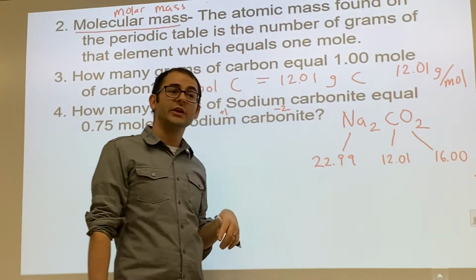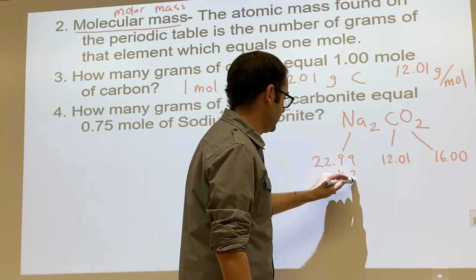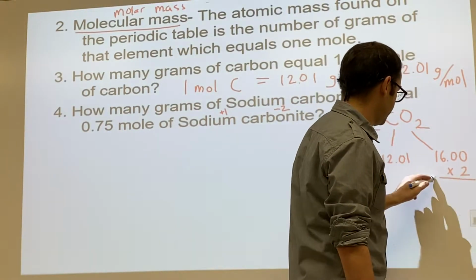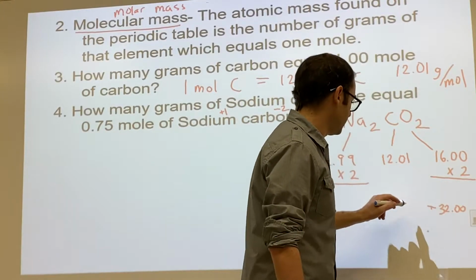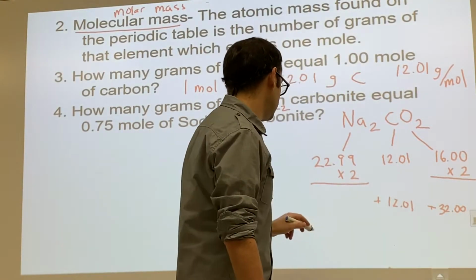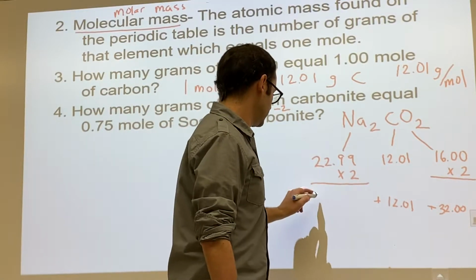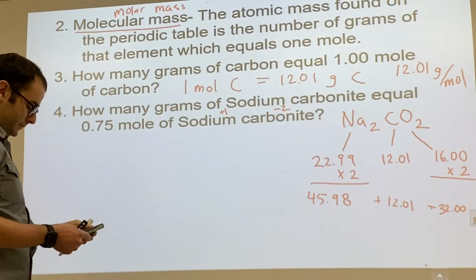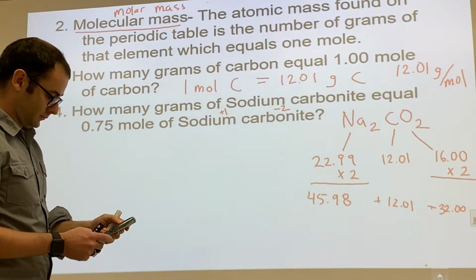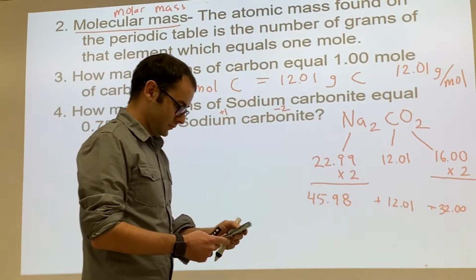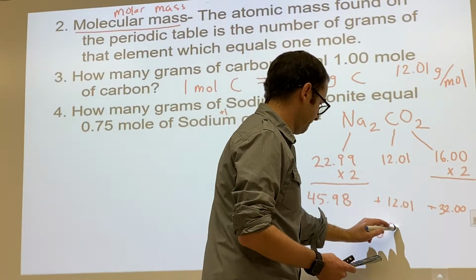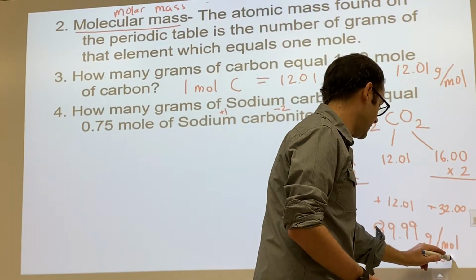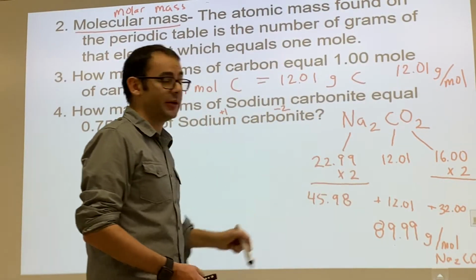All right, what do you think we do with the sodium? Do we leave it as 22.99? Times 2. Yeah, we just times it by 2. And then carbon is just 12.01. There's only 1 of them. And then oxygen, we're going to multiply that by 2 as well. All right, so we'll get 32.00 plus 12.01 plus, what is it, 45.98? Okay, and then we add them all up. 89 point what? 99? Yeah. Okay, 89.99 grams per mole of Na2CO2. That's its molecular mass, okay?